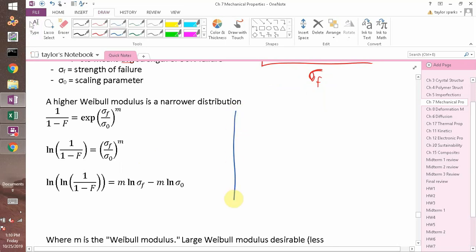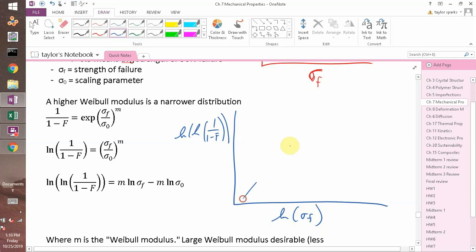Okay? We can say that if I plot on my y-axis the natural log of 1 over 1 minus F, right? And on the x-axis, I plot natural log of the stress at which it fails, I should see a linear line, okay? Should be a line, ideally, if your data fits it perfectly, right? And the slope should be equal to m, the Weibull modulus, okay? It doesn't have to go through 0. I sort of drew it arbitrarily. It doesn't have to go through 0. It could be offset. It could be down here. It could be up there. That's the same, okay? Any questions so far on this?